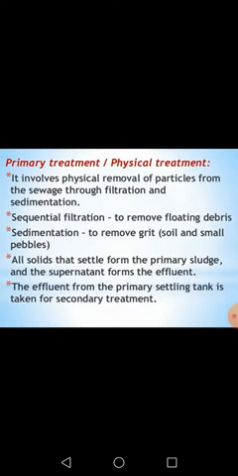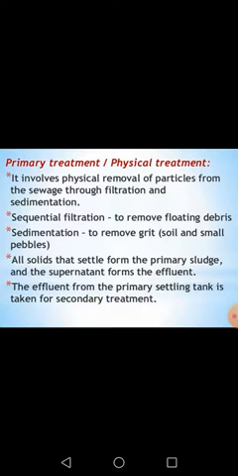Now, initially I am talking about the first stage, primary treatment or physical treatment. As I mentioned earlier, it involves physical removal of the particles from the sewage. It means the big particles which are floating on the sewage can be removed in the first stage, and this stage is called physical treatment. For this treatment we require a filtration process or sedimentation process.